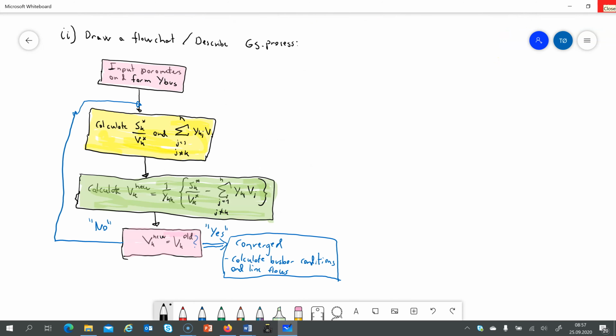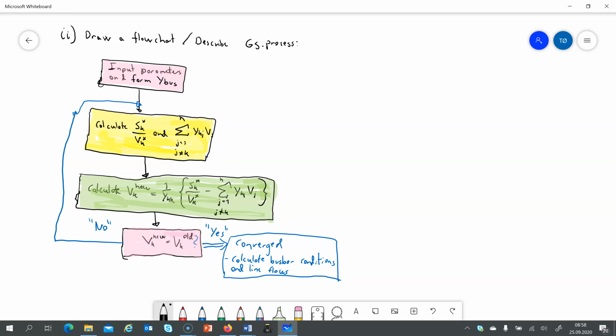The next subtask was to draw a flowchart to describe the Gauss-Seidel process. How you choose to draw it is open, but this is a solution I think is the minimum you should show. So you start with the input parameters and form the y-bus at the top here. Then you calculate the complex conjugate power S_k, V_k, and also the sum of the impedance of voltages. So you know all the currents in the system.